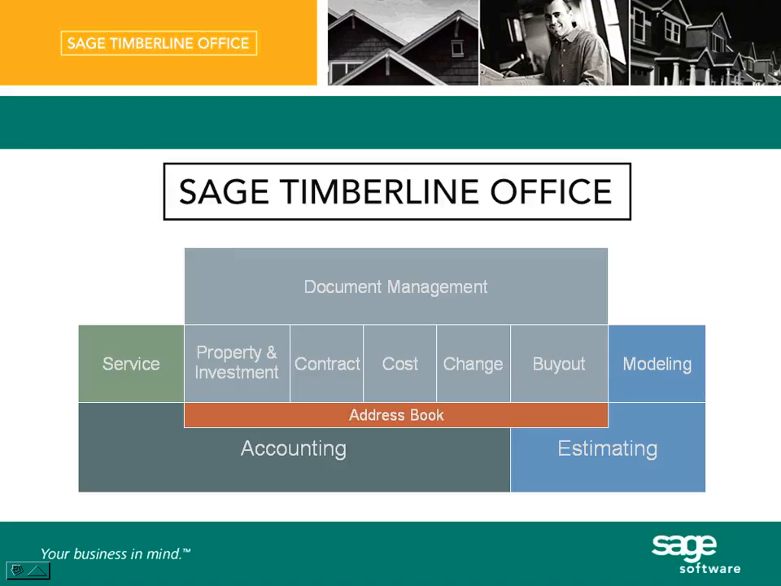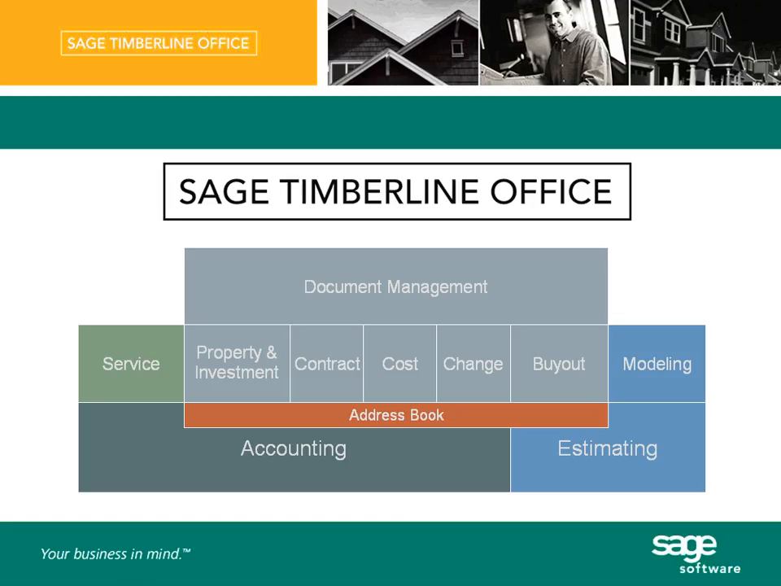Let's start by describing what is Sage Timberline Office. Sage Timberline Office consists of two foundation products, accounting and estimating. Built on that foundation are a number of additional products that will allow you to expand your capabilities and reap the benefits from a truly integrated suite of applications.